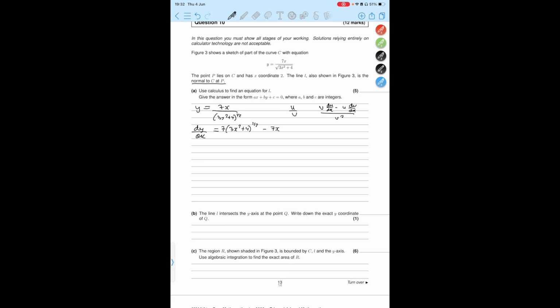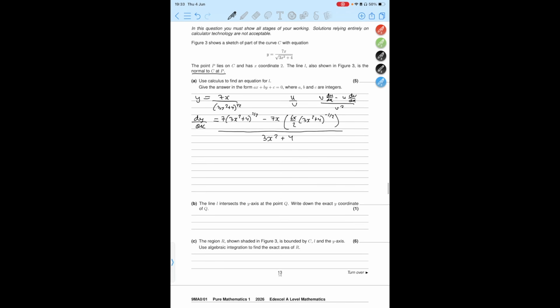So what's the derivative of this? Well, it will be a half (3x squared plus 4) to the minus a half. We're doing the normal power rule, but let's not forget to multiply by our 6x, because we're taking the derivative of 3x squared, which is 6x. All over v squared, all over 3x squared plus 4. So dy by dx equals 7.